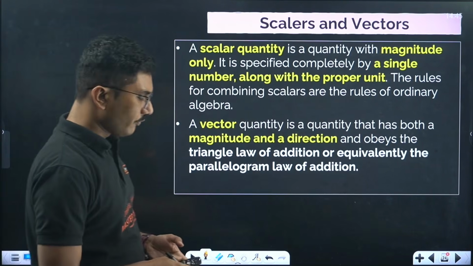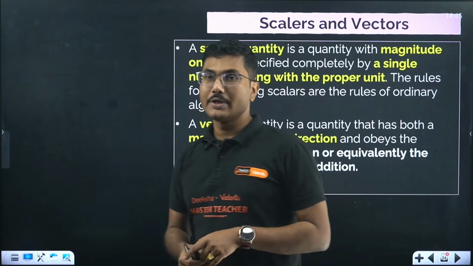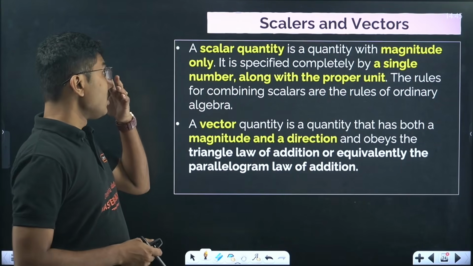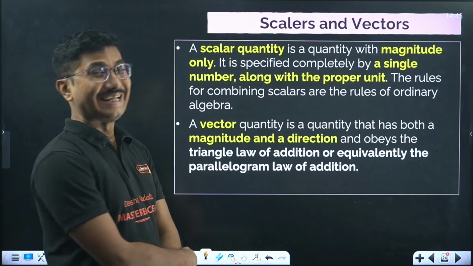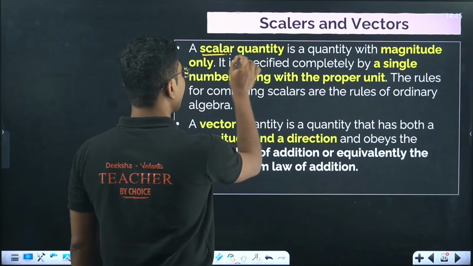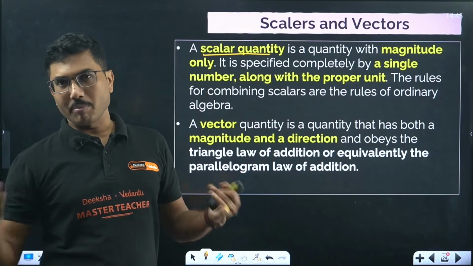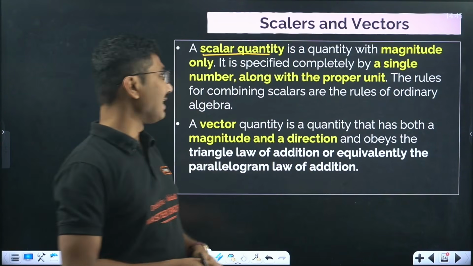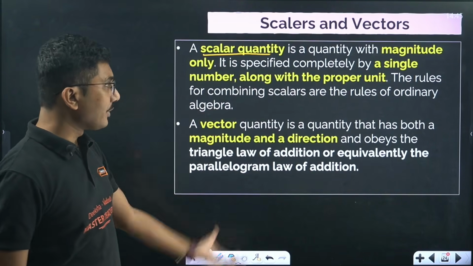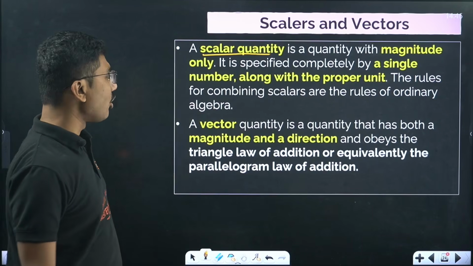So the first concept that we are going to discuss in the third chapter is scalars and vectors. A scalar quantity is a quantity with magnitude only. A scalar quantity only has magnitude but does not have any proper direction. It is specified completely by a single number along with the proper unit. The rules for combining scalars are the rules of ordinary algebra.